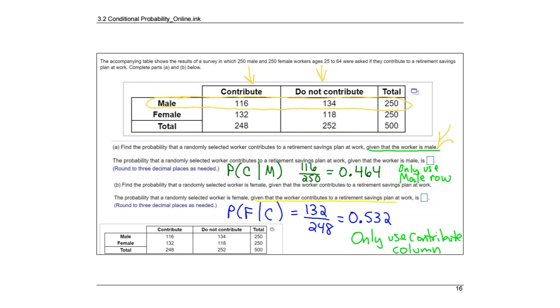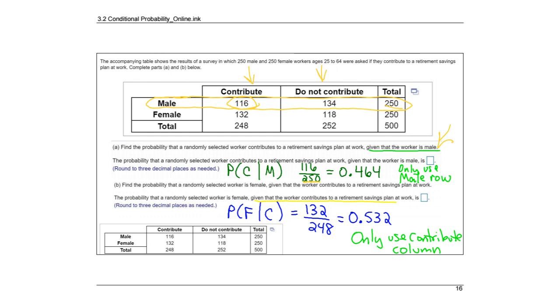That's it. Okay, I'm not going to use any of the data other than that. So given that the worker is male, I'm going to only use that first row. My total is 250, so that is going to be my denominator here. And I want to know the probability that they contributed given that they're a male. So contribute is 116 over 250, the total, and that gives me 0.464.